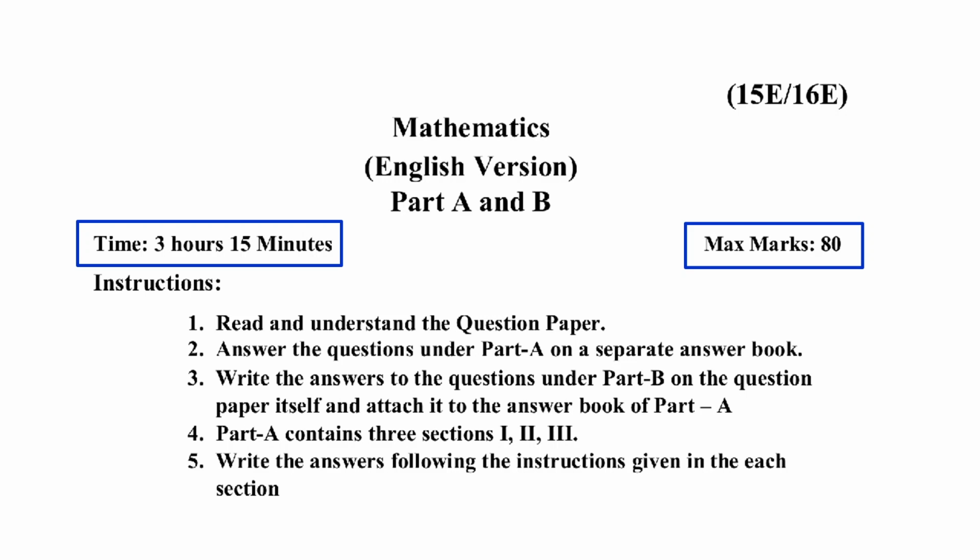You have to answer the questions of part A on a separate answer book and you have to write answers to the questions from part B on the question paper itself and attach that page to the answer booklet of part A. Please note this. Part A consists of three sections, section 1, section 2 and section 3. Let's take a look at those sections now.